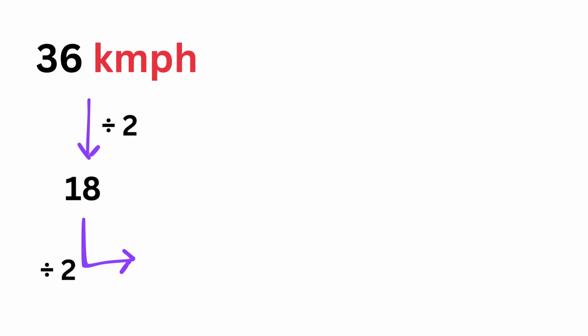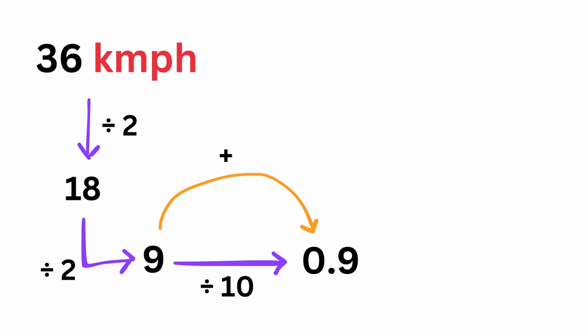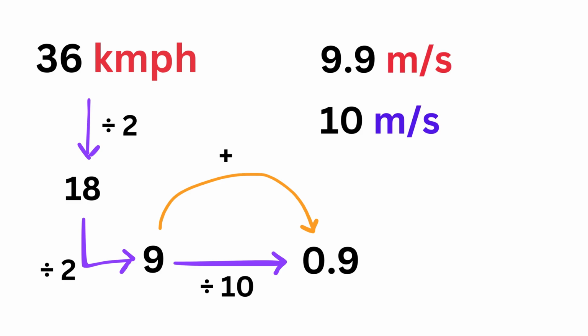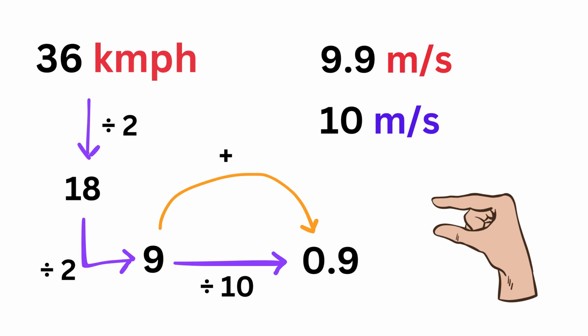For example, let us see the conversion of 36 kilometers per hour. First step is to divide this number by 2. That gives us 18. Then again, divide it by 2 to get 9. Then divide it by 10 to get 0.9. Now add this 9 with 0.9 to get 9.9, which is our answer. Actual answer is 10 meters per second, which is super duper close to our result.